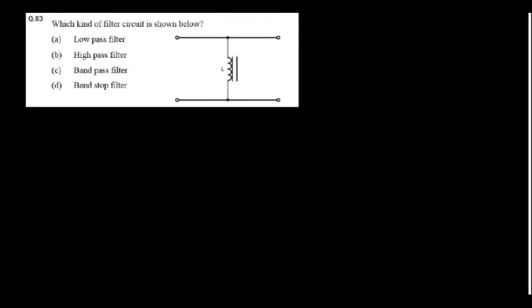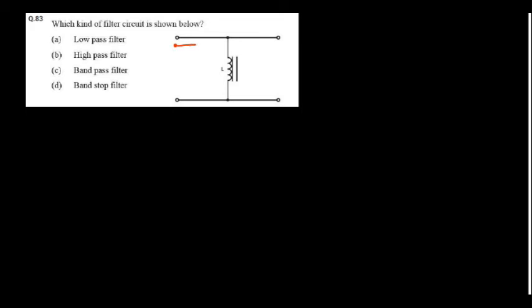Very small displacements are effectively measured using LVDT, linear variable differential transformer. The melting point of SN63/PB37 solder is 183 degrees Celsius. Which of the following circuits can convert a sine wave to a square wave? All of you know, it's a Schmitt trigger. Which kind of filter circuit is shown below? Which filter circuit is this?